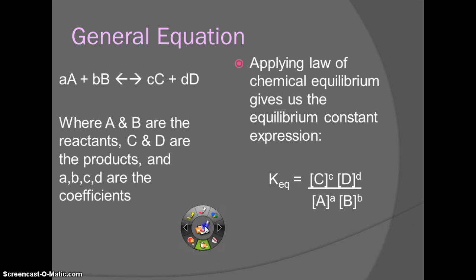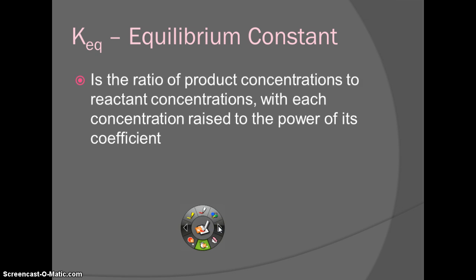So we're going to get Keq equals [C] to the c times [D] to the d, divided by [A] to the a times [B] to the b. What we have done is take our substances, put our products in the numerator, put our reactants in the denominator, and raise each one to the power of its coefficient. So you can see where those letters have been placed. Your Keq is the ratio of product concentrations to reactant concentrations, with each concentration raised to the power of its coefficient.